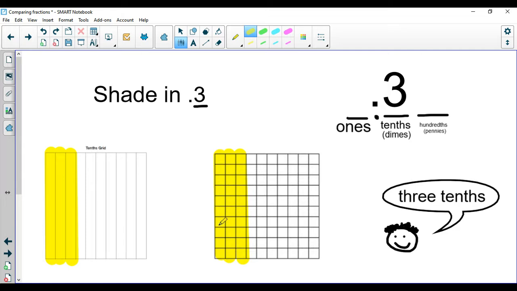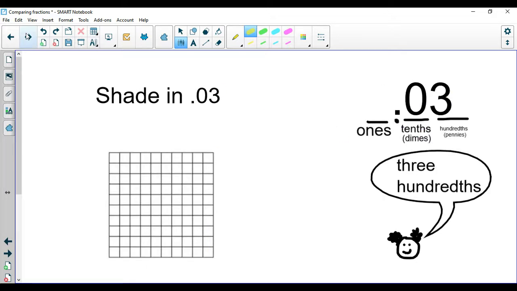So shading in 3 columns will give you 3 tenths. Now, how would you say that? You would say 3 tenths. So say this number and then whatever place it's sitting in, 3 tenths is how you would say that. Let's go to our next slide.